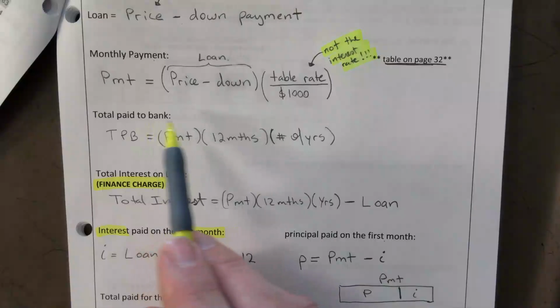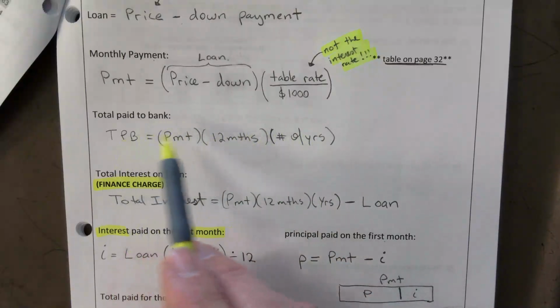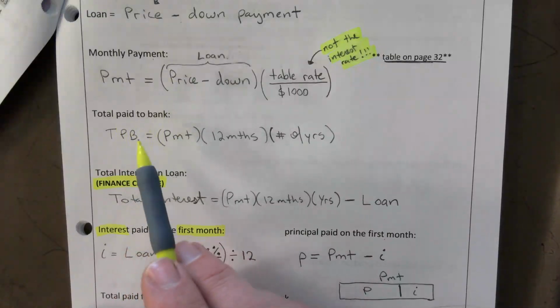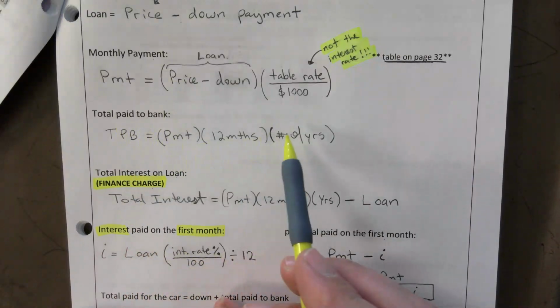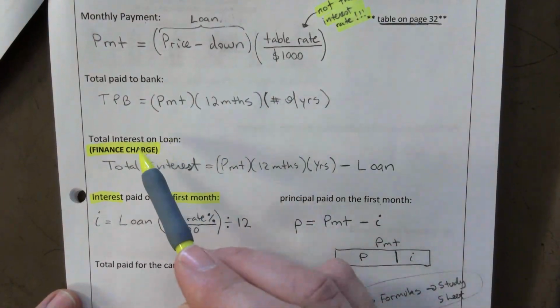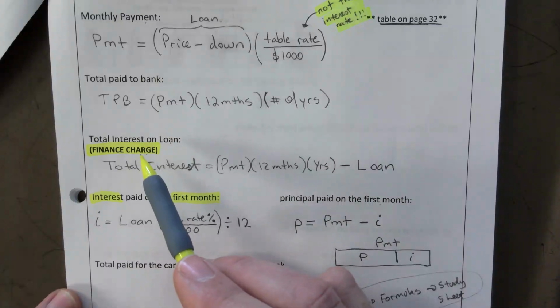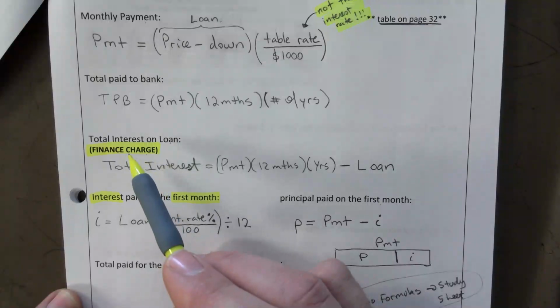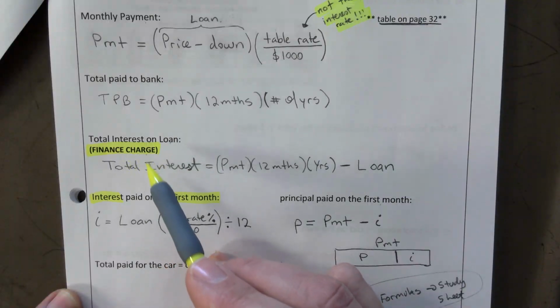This line here is very rarely do I use this. It's not very often that it just asks you, hey, how much to pay the bank? This is not very popular. But it has come up. This one, on the other hand, extremely popular, right? Total interest paid, which is called a finance charge. I would have both on my study sheet.